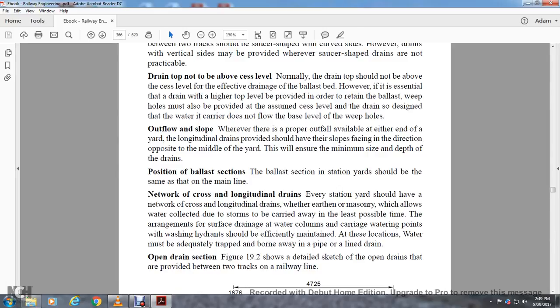The arrangement of the surface drainage of the water column, the carriage of the water point, and the water washing hydrants should be sufficiently maintained. At least at these locations, water must be adequately trapped, borne, and carried away from the line drain pipe.